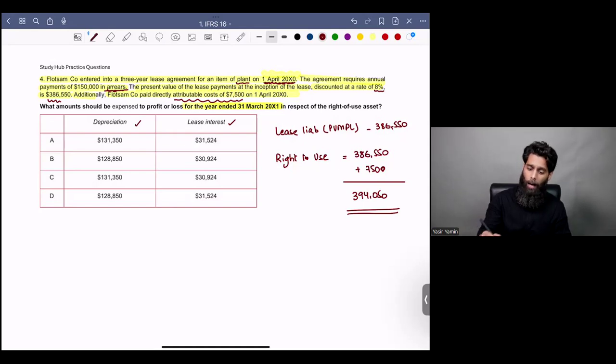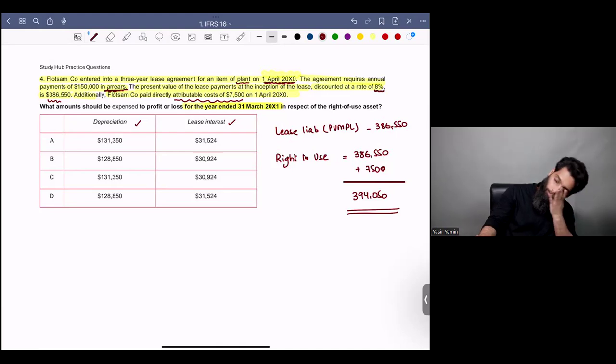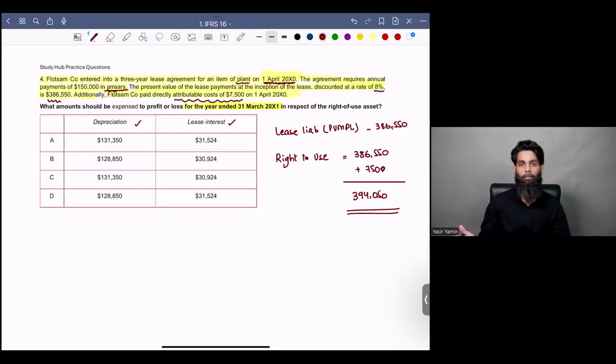There is a question, sir. RUA and lease liability can never be the same. Give me an answer, guys. The question is, RUA and lease liability can never be the same. True or false? False. They can be the same.